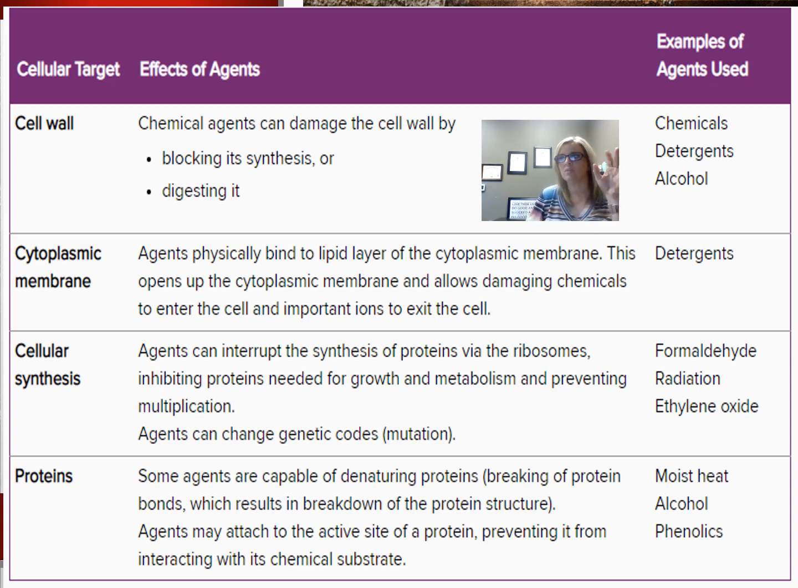Cellular synthesis. You can stop synthesis of proteins, okay, in different ways. You can stop growth and metabolism, and you can also cause a mutation. Things that do this are formaldehyde, radiation, ethylene oxide, okay. Proteins. You can denature proteins, which breaks them apart and renders them non-functional. You can attach to the active site of an enzyme protein and prevent it from interacting with its substrate. Things that do this are going to be moist heat, alcohol, and phenols.